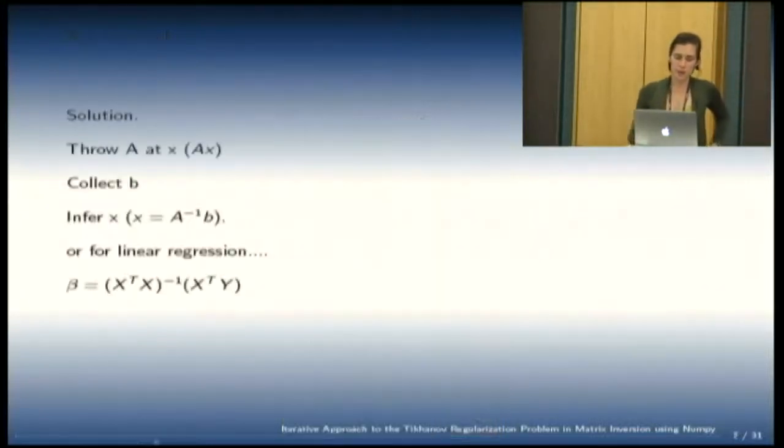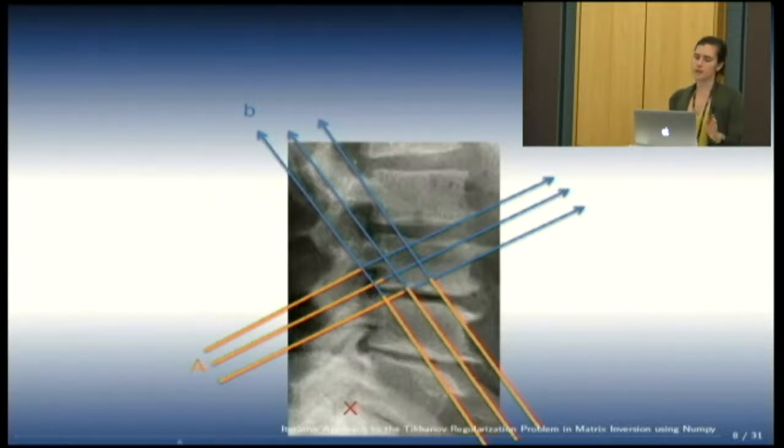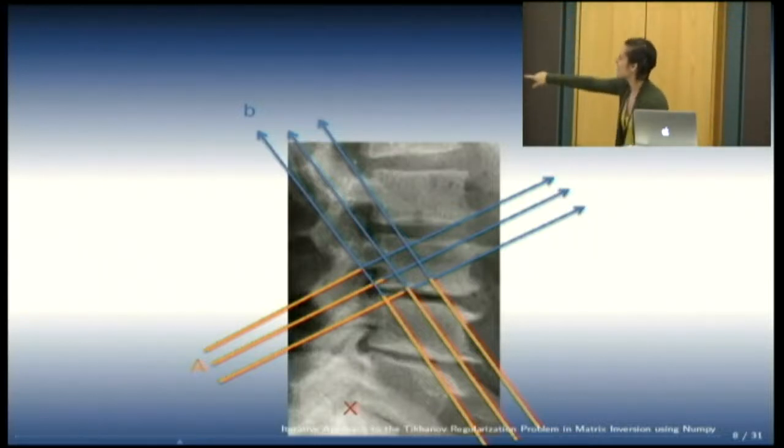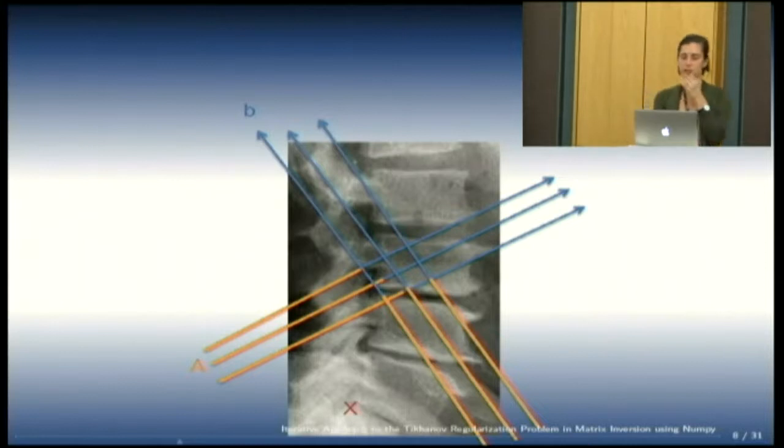So we don't know X, but we can throw A at X. A is going to be rays shot at my back, and each ray is a vector. And we're going to collect B on the other side. So all we have is just an inverse problem. It's AX equals B. We want to solve for X. Remember, X is my back, it's the image. So X equals A inverse B. So we need to invert A. Okay, A at my back, B on the other side, X is the image. We want to solve for X.